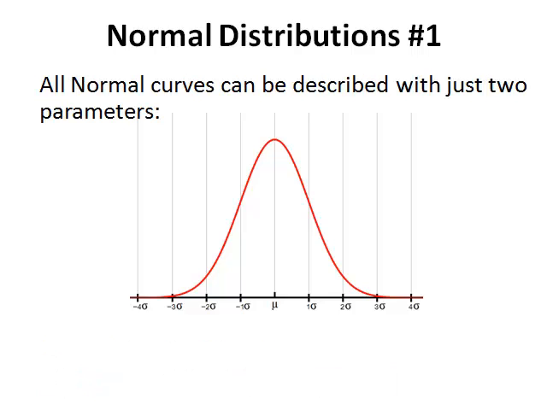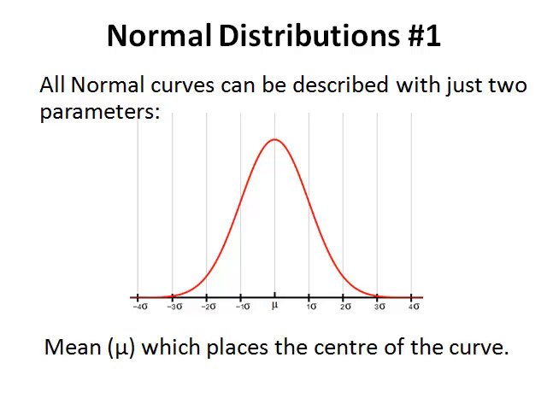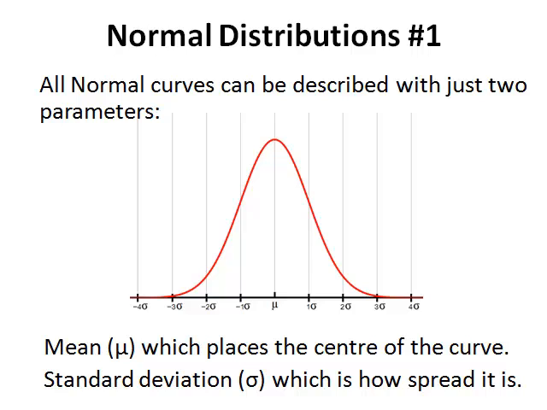And a normal distribution can be described with two parameters. Don't worry about the word parameter, it's just a word for something that describes a situation like this. The mean, we use the Greek letter mu, which is the m, which is the center of the curve, and the standard deviation sigma, we use the Greek letter s, which is how spread it is.